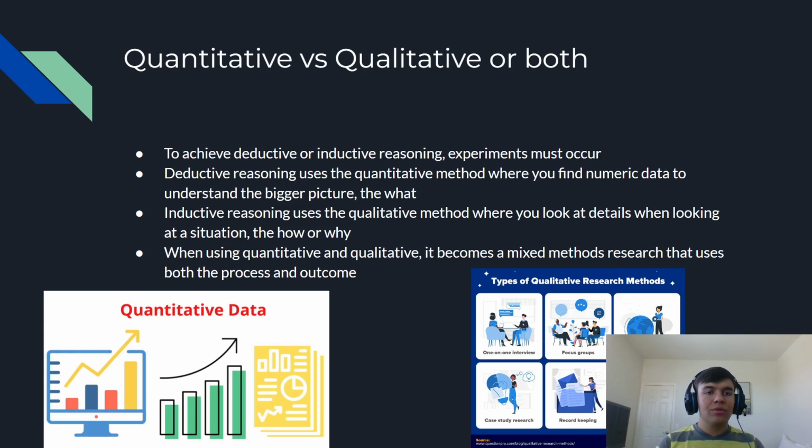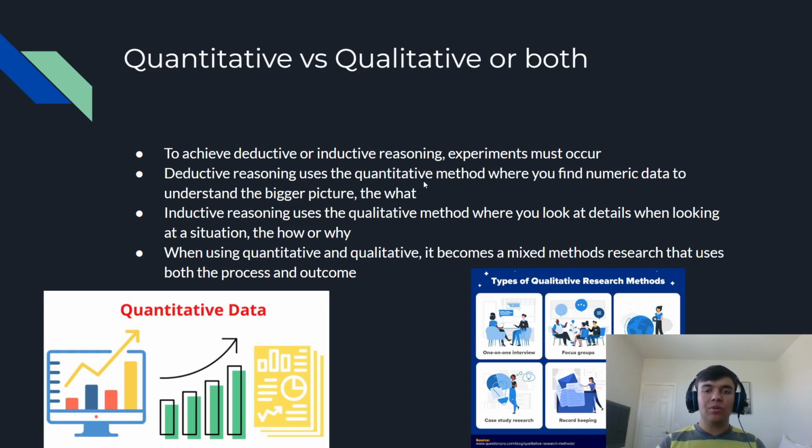what is quantitative versus qualitative data or experiments? Because those are applied to deductive and inductive. To achieve deductive or inductive reasoning, experiments must occur using the hypotheses that you formed.